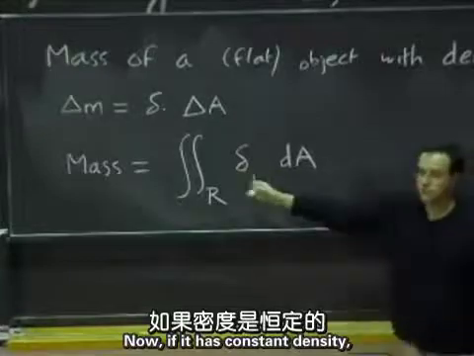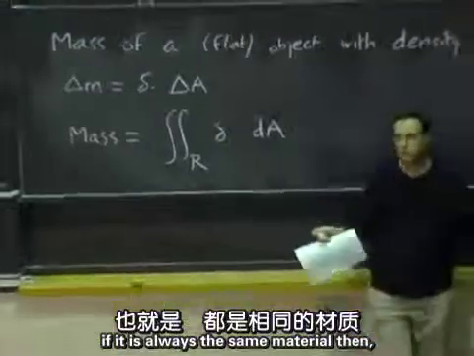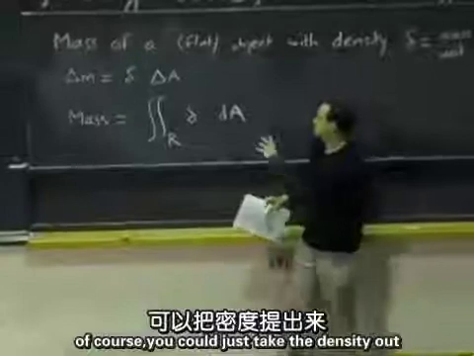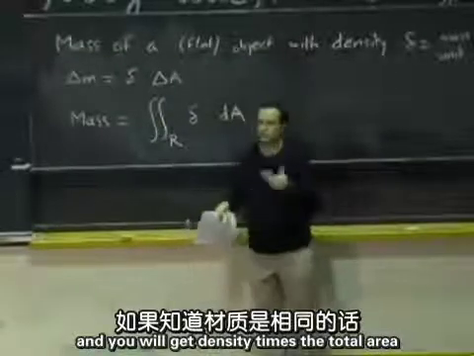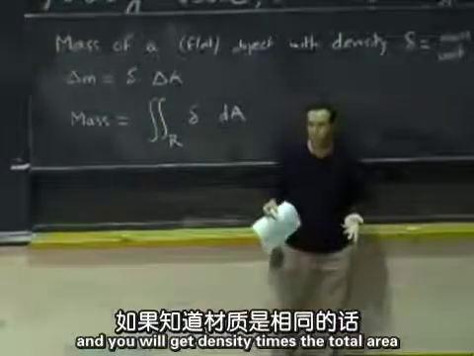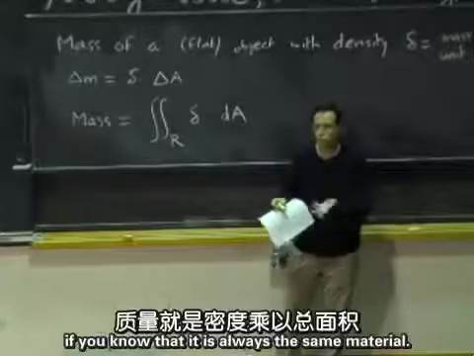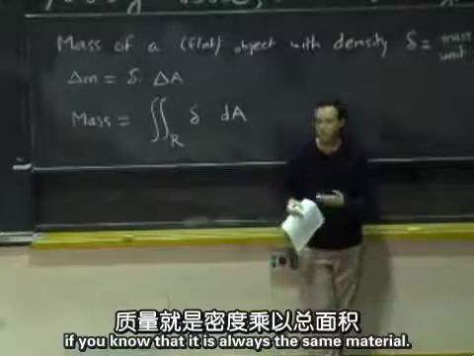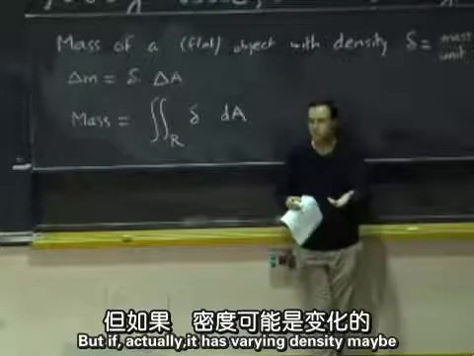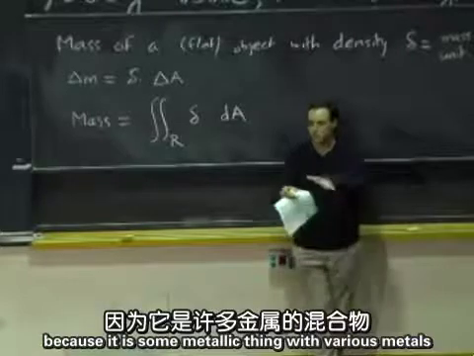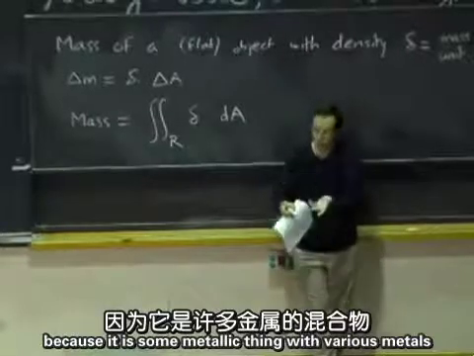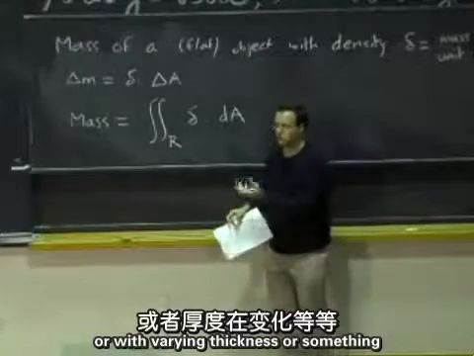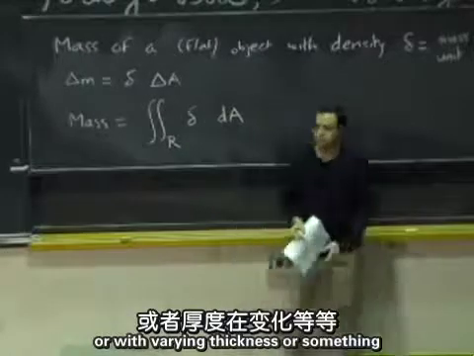Now, if it has constant density, if it's always the same material, then of course you could just take the density out and you will get density times the total area. If you know that it's always the same material. But if actually it has varying density, maybe because it's some metallic thing but with various metals or with varying thickness or something, then you can still get the mass by integrating the density.